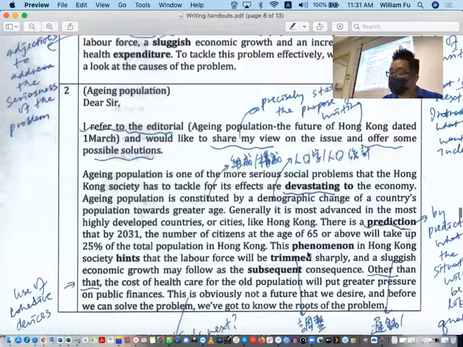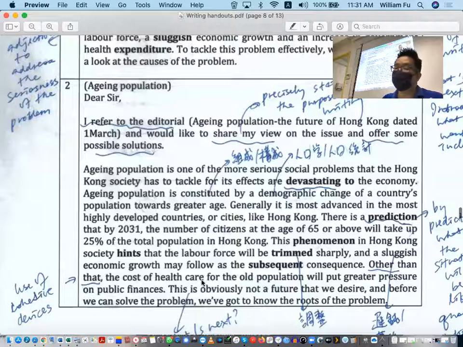Okay, now this phenomenon in Hong Kong society hints, this sort of verb, hints, just like implies, in the above one, that the labor force will be trimmed. Now, trimmed means just like cut, but sharply, trimmed sharply, okay? And a sluggish economic growth may follow as a subsequent consequence. Okay, subsequent consequence. Other than that, the cost of healthcare for the old population will put greater pressure on public finances. Okay, this is obviously not a future that we desire.